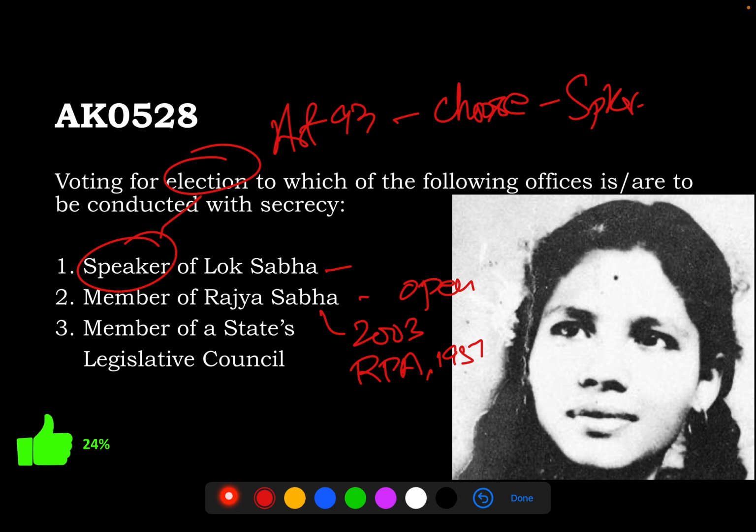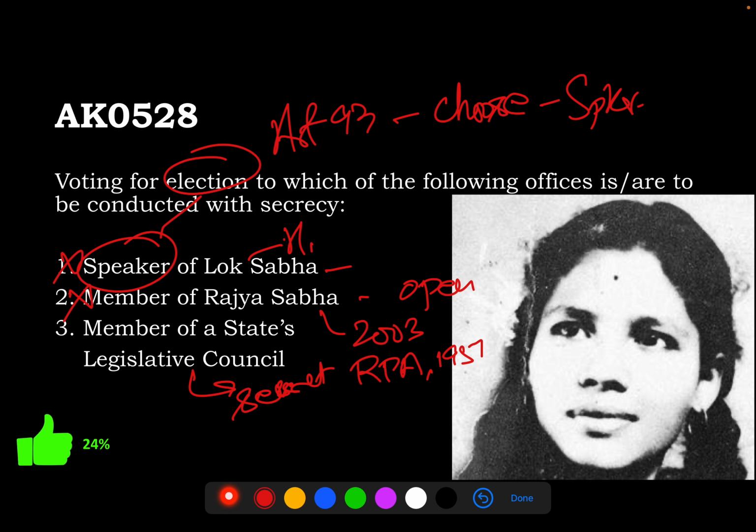Then third one says members of a state's legislative council. Now this is definitely by secret ballot. So, Speaker of Lok Sabha, technically there is no election, but even when that happens, there is a voting inside the House, and inside the House it is open ballot. So that's not correct. Members of Rajya Sabha is also open ballot, not correct. Members of State Legislative Council, they are elected by secret ballot.